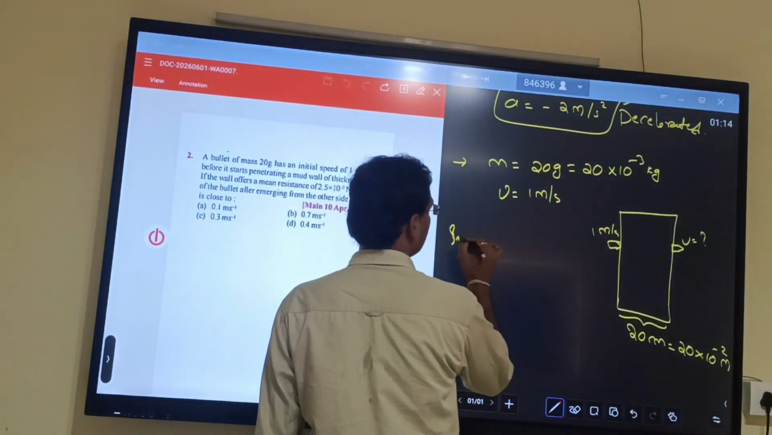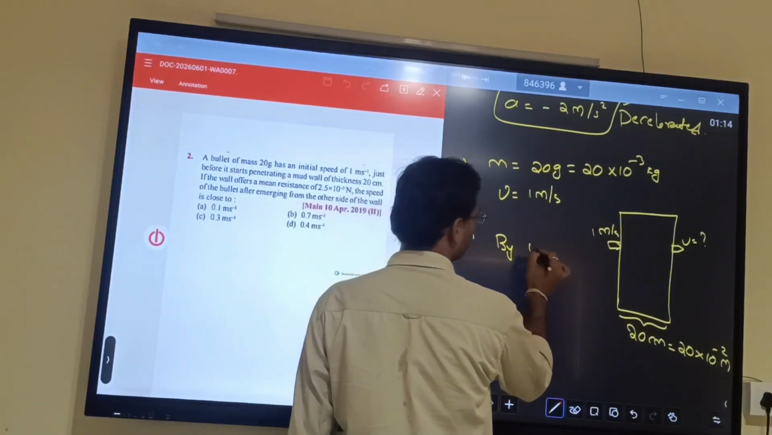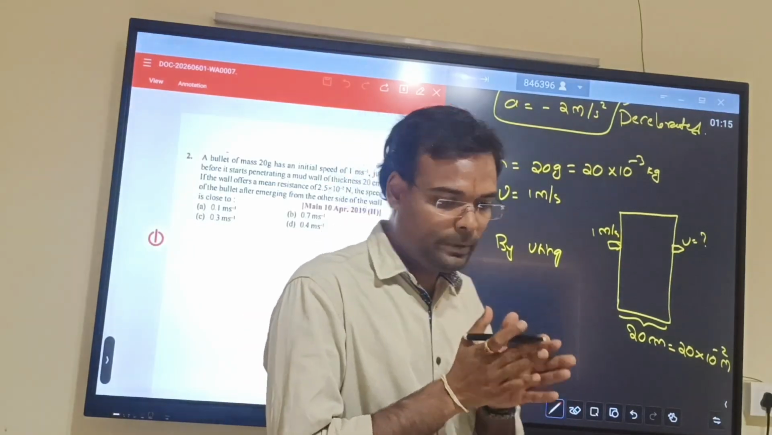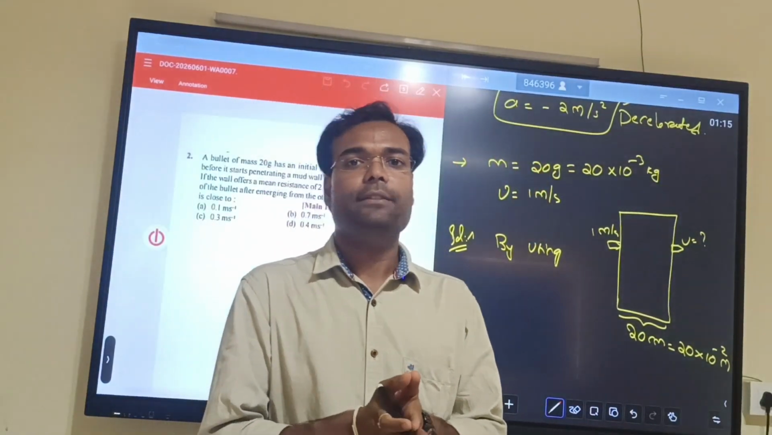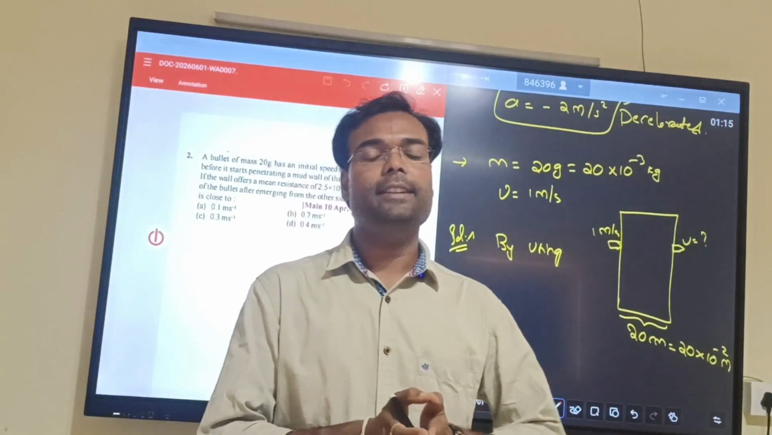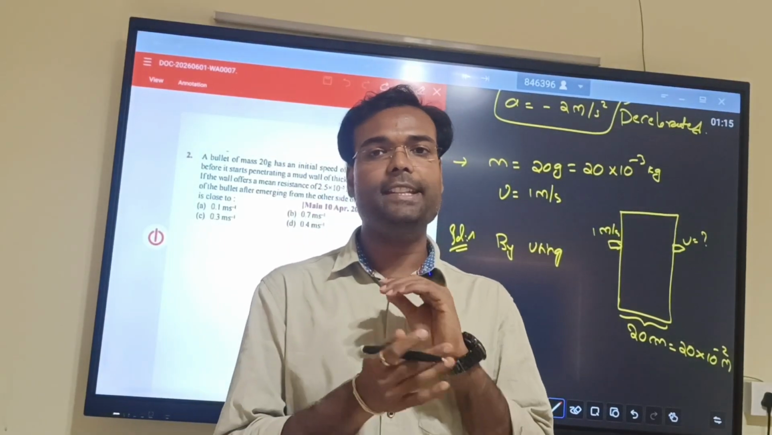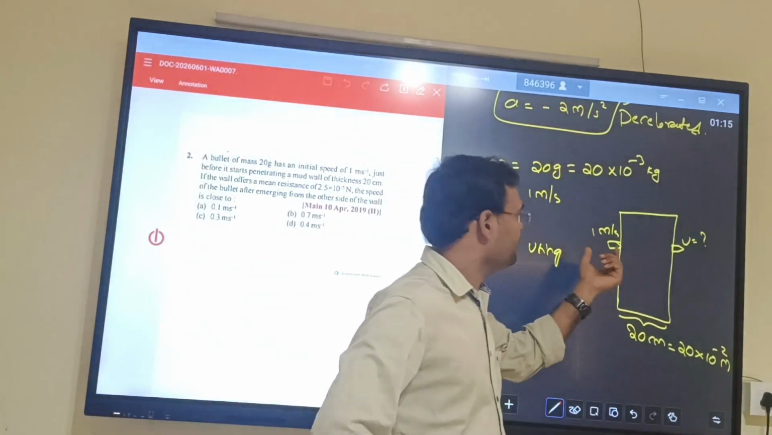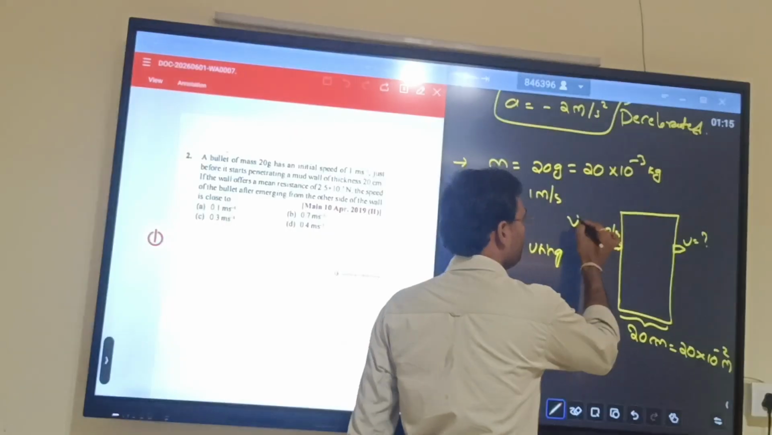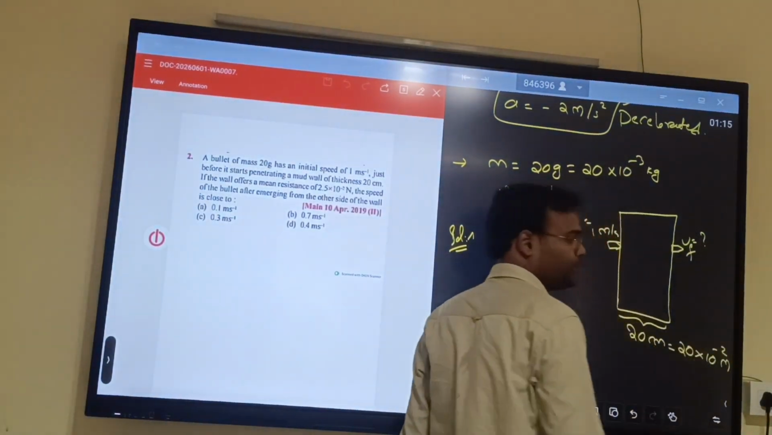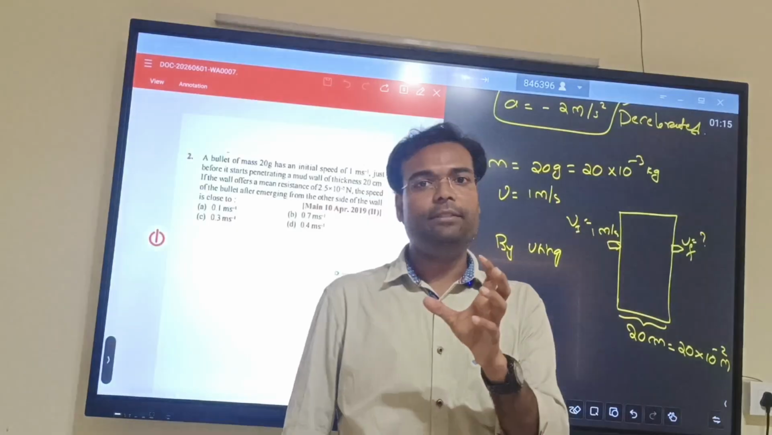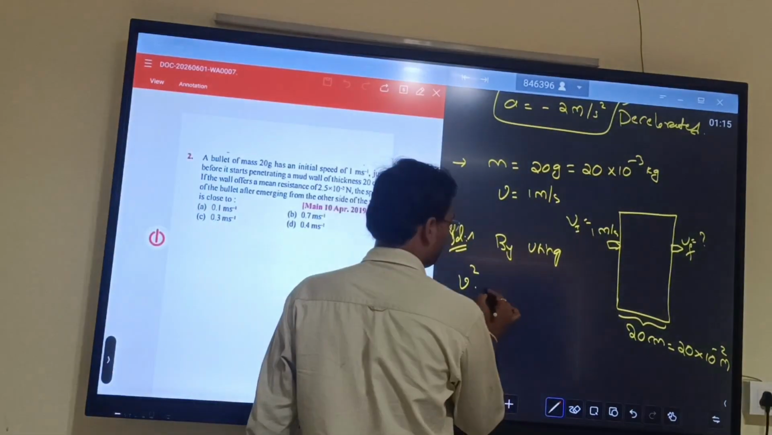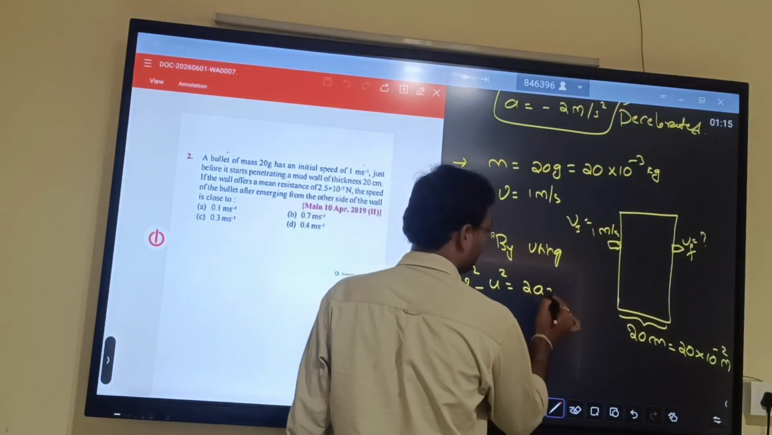By using non-uniformly accelerated motion equations, we know v is equal to u plus at, s is equal to ut plus half at square, v square minus u square is equal to 2as, s is equal to (u plus v) by 2 into t, and s_n is equal to u plus a by 2 into (2n minus 1). Out of these 5 equations, we have initial velocity, the final velocity which we are going to find, and displacement. So which one suits best? That is v square minus u square is equal to 2as.